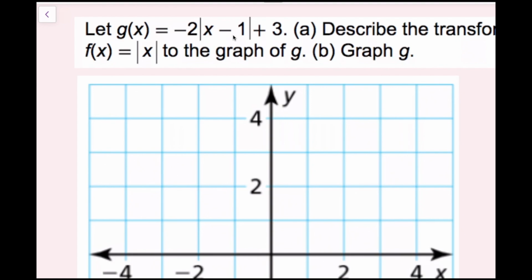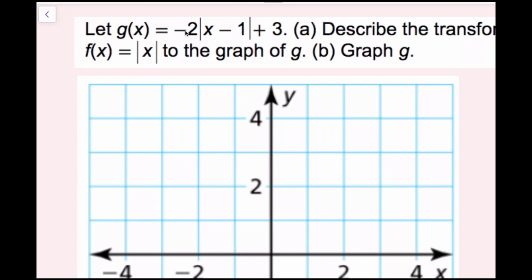I see a couple of things going on. I have this -1 inside of the absolute value. Then I have this +3 on the outside. And I know the -1 on the inside represents a horizontal translation 1 unit to the right, because remember the minus is reversed. If I wanted to go to the left, I'd do +1. And then on the outside, this is +3, so that's going to be a vertical translation 3 units up. On the outside, it's not backwards like it is on the inside.